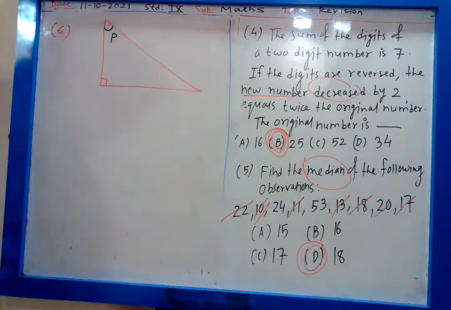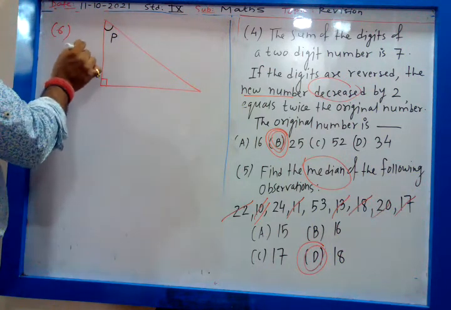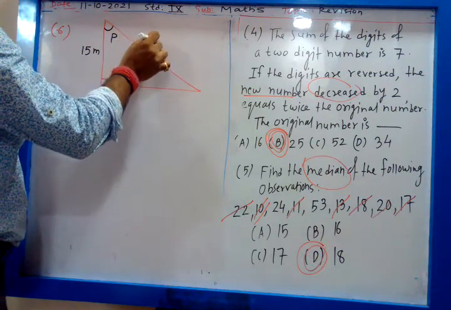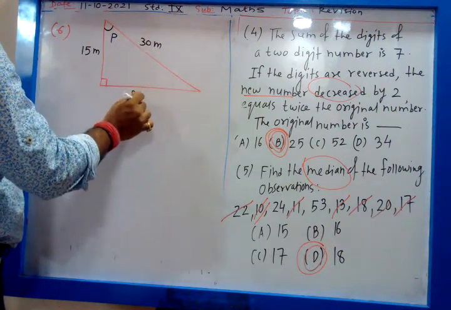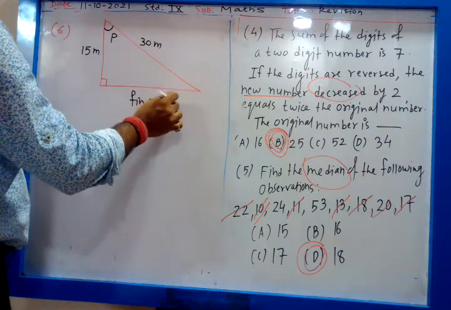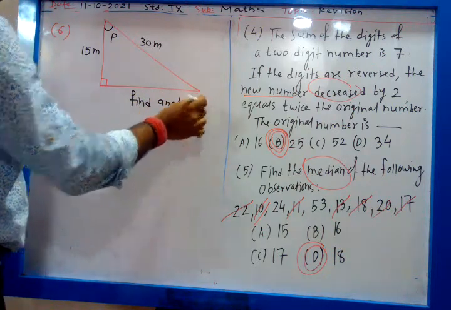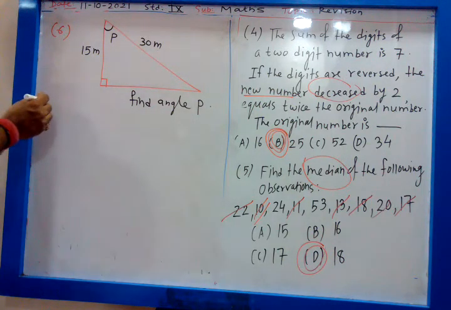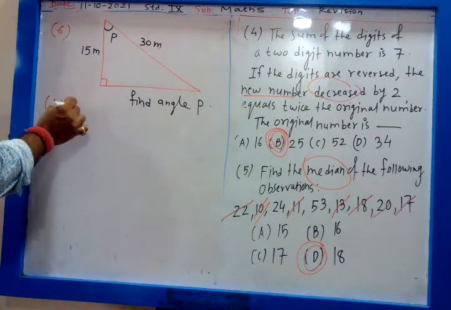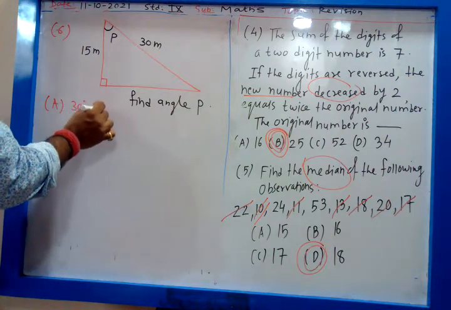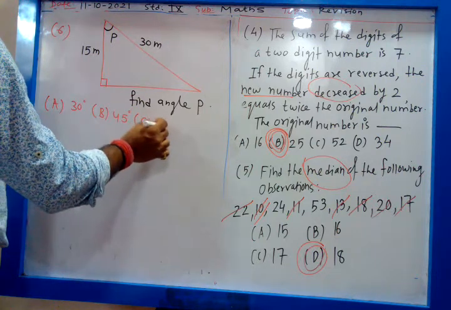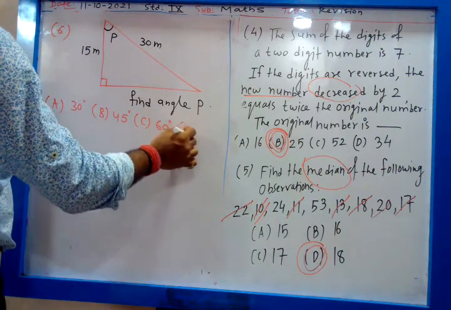This is 15 meter and this is 30 meter. Find angle P. Option A 30 degree, B 45 degree, C 60 degree and D is 90 degree.